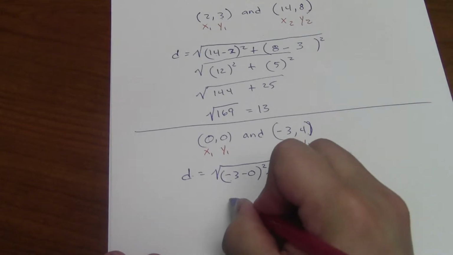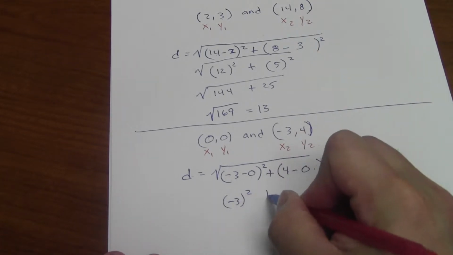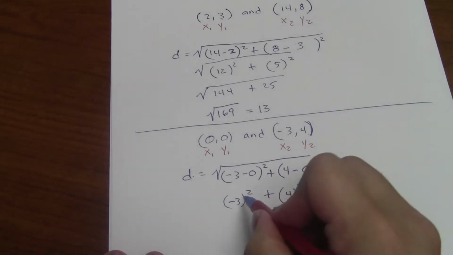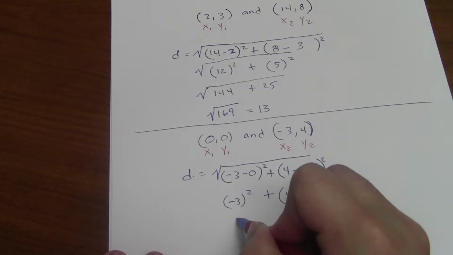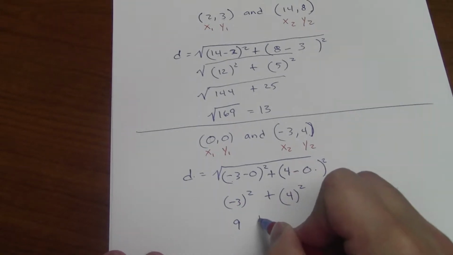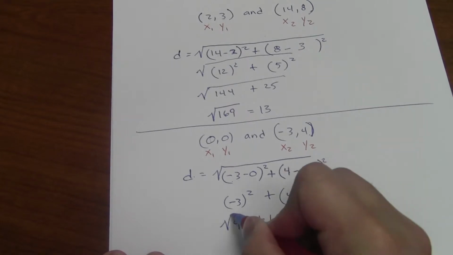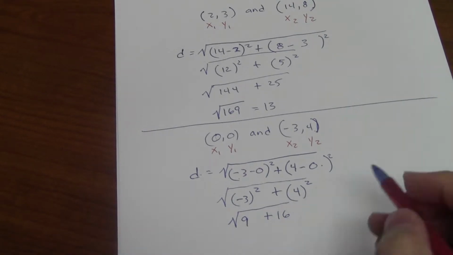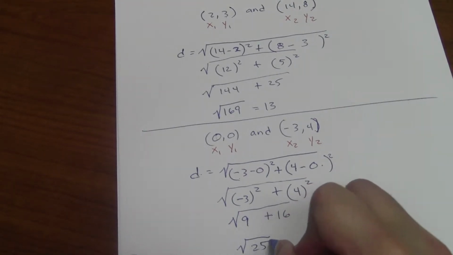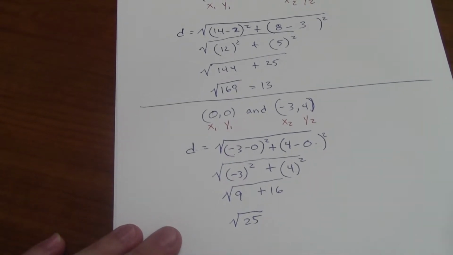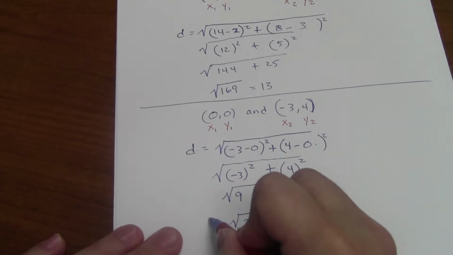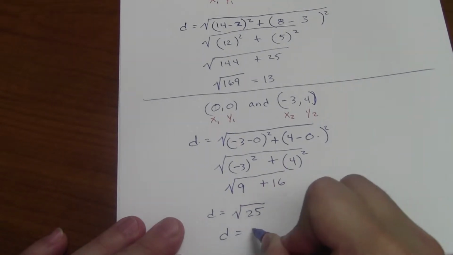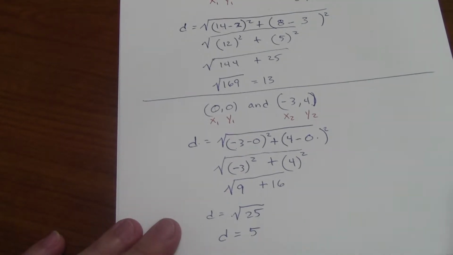So what I have is I have negative 3 squared plus 4 squared. So negative times a negative will give me a 9. 4 times 4 is a 16. Remember, all this is still under the square root, so don't forget all that stuff. All right, so 16 plus 9 gives me the square root of 25. The square root of 25 is just 5. So d equals 5. And that's your answer.